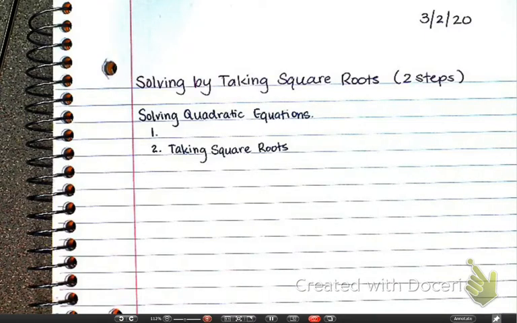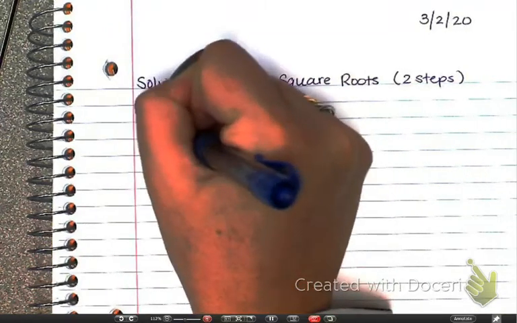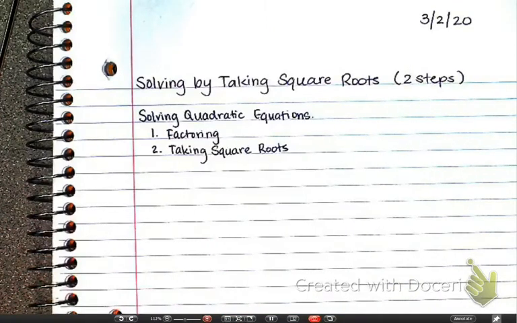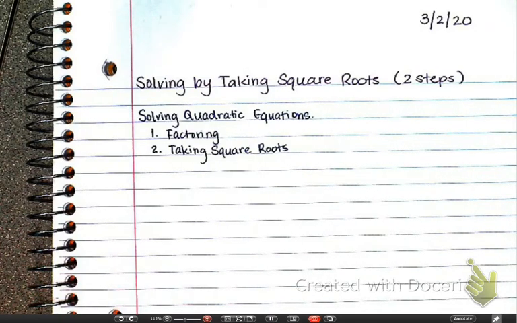How else can we solve a quadratic equation? Factoring. Remember, at the end of learning all 4 methods, I'm going to give you a problem and say solve it. You're going to use one of the methods to solve, so you can't forget all of them. Okay, so right now we know how to factor, and we're learning how to take square roots.